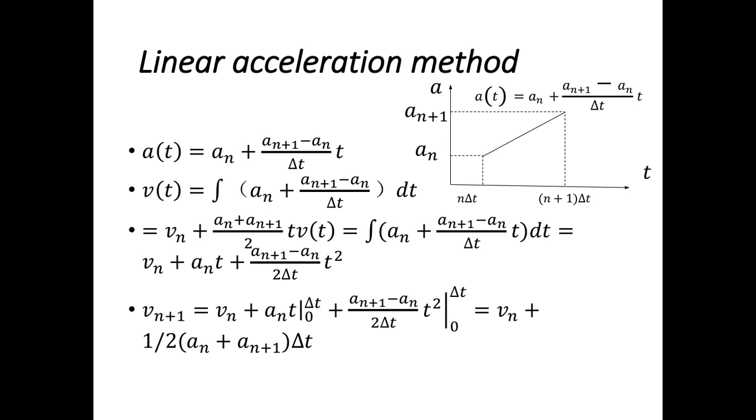Thus, we calculate Vn plus 1 by this equation. Vn here is a constant value, an will be changed to delta t, and this is the incremental part with the second-time accumulation. So Vn plus 1 finally becomes Vn plus half of an plus an plus 1 times delta t.